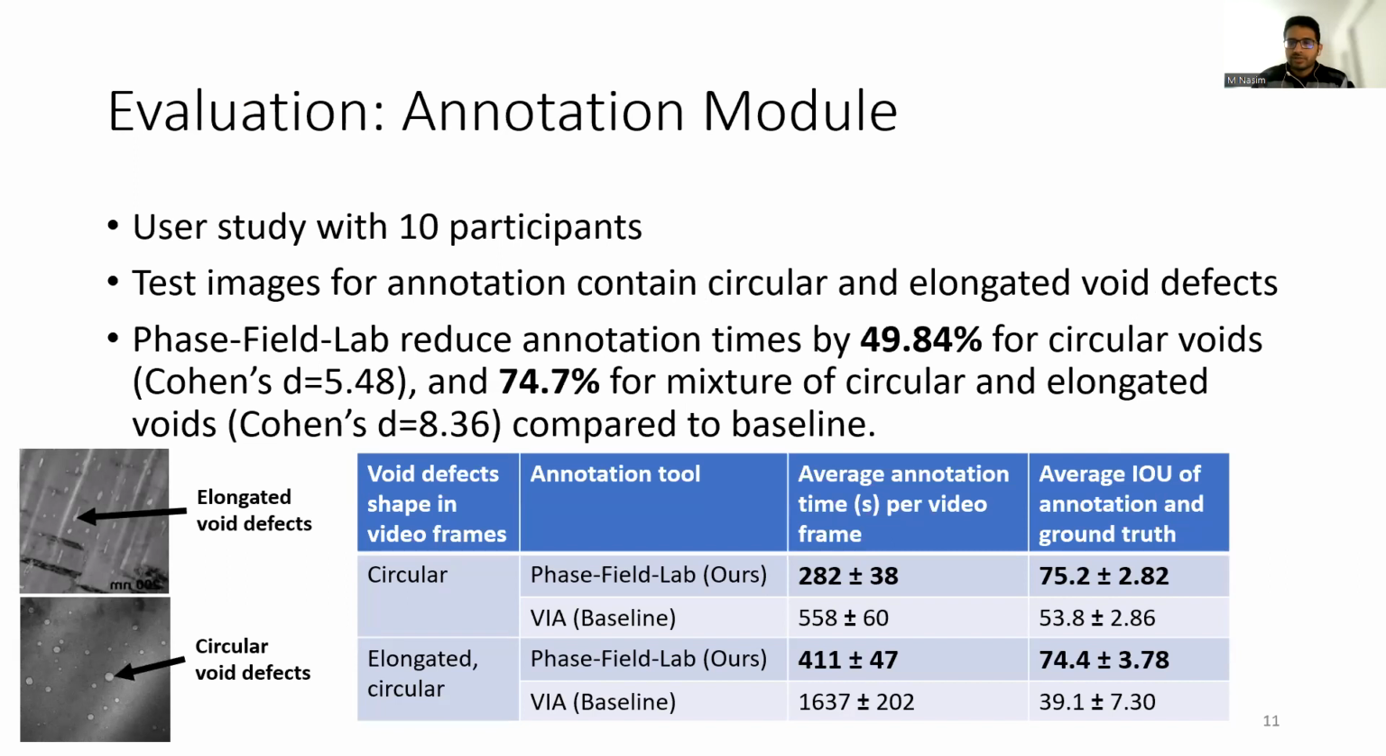We evaluated our Phase Field Lab on two modules, the annotation module and learning module. On evaluation, we found that our annotation module can reduce the annotation times for different shape material defects by 50 to 75% compared to the baseline. The resulting annotations are also more accurate compared to the baseline. The large effect size, Cohen's d value, in all measured metrics indicates that Phase Field Lab offers significant improvement in annotation compared to the baseline.